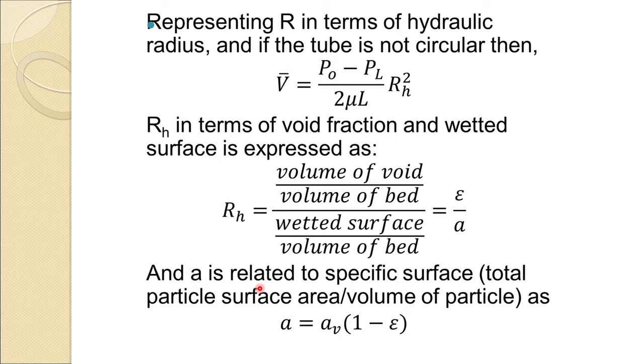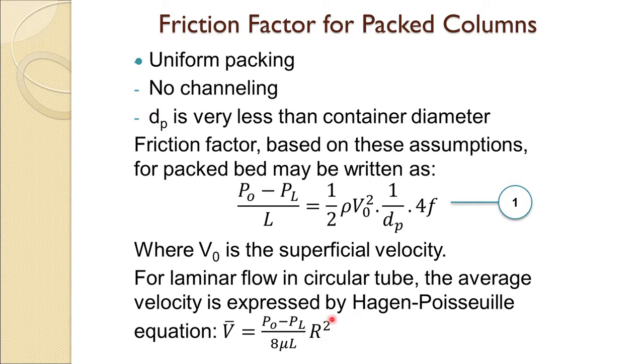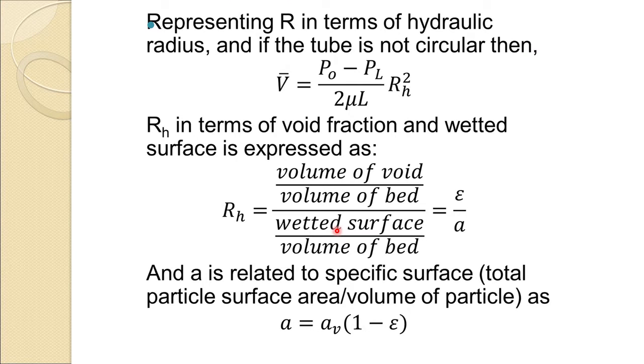Here R is the radius of the tube, which can be represented in terms of hydraulic radius, which you usually put as the cross sectional area divided by the wetted perimeter.